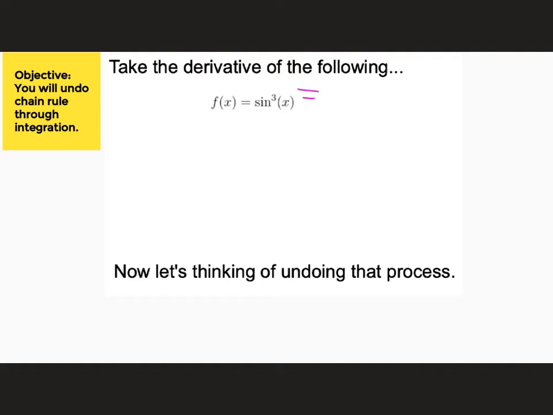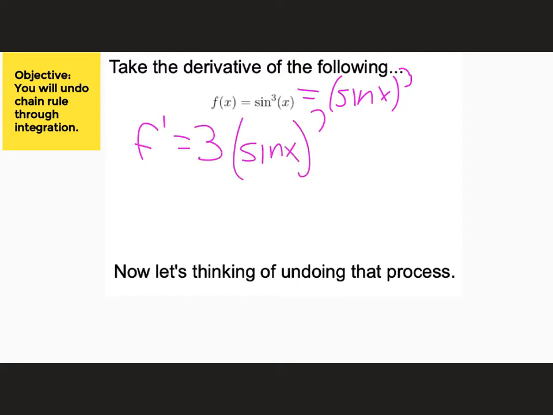I like to think of this as the sine of x cubed. So to take the derivative, the 3 comes down, the sine, leave it alone, leave the squared, and then multiply by the derivative of the inside, so cosine x. So we're asked to look at undoing that process.